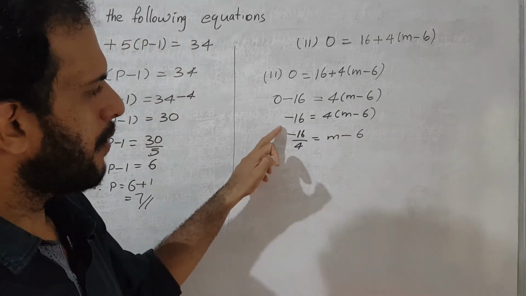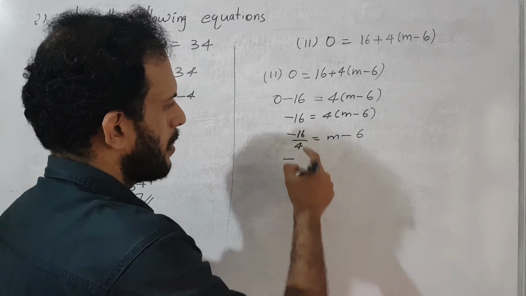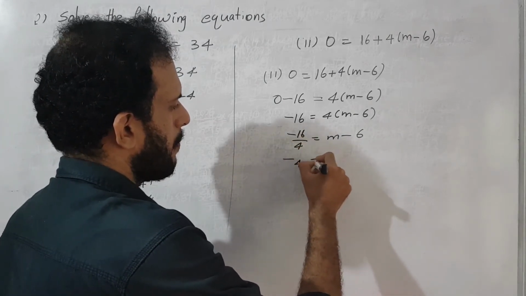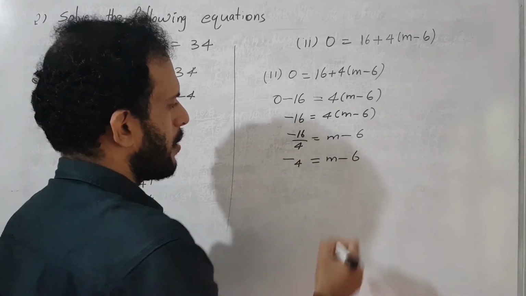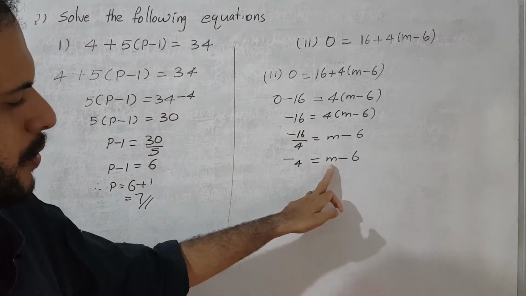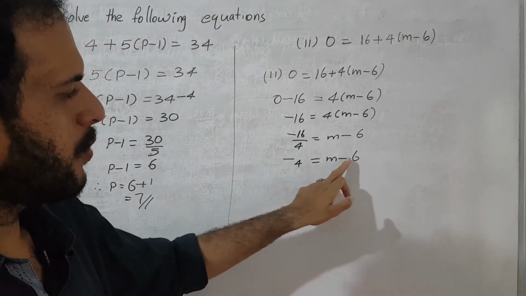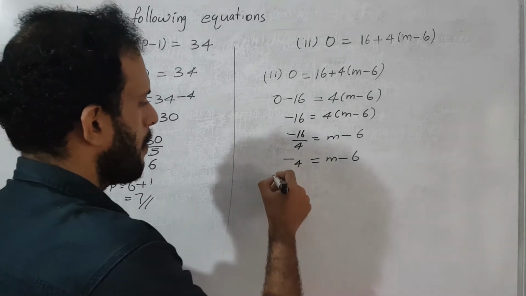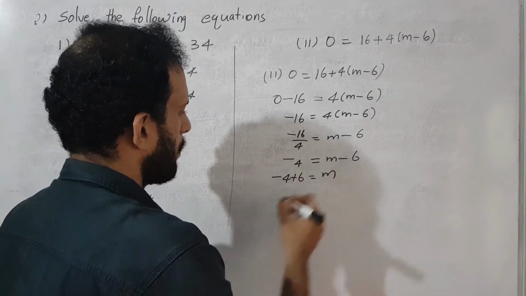Okay, then here we are dividing one negative and one positive, so the answer is negative. Then 16 by 4 is equal to 4. Then minus 4 is equal to m minus 6. So next we need to find the value of m. So we transpose 6 from the side of LHS. What are we doing here? Subtracting. Then on transposing it becomes plus. Minus 4 plus 6 is equal to m.